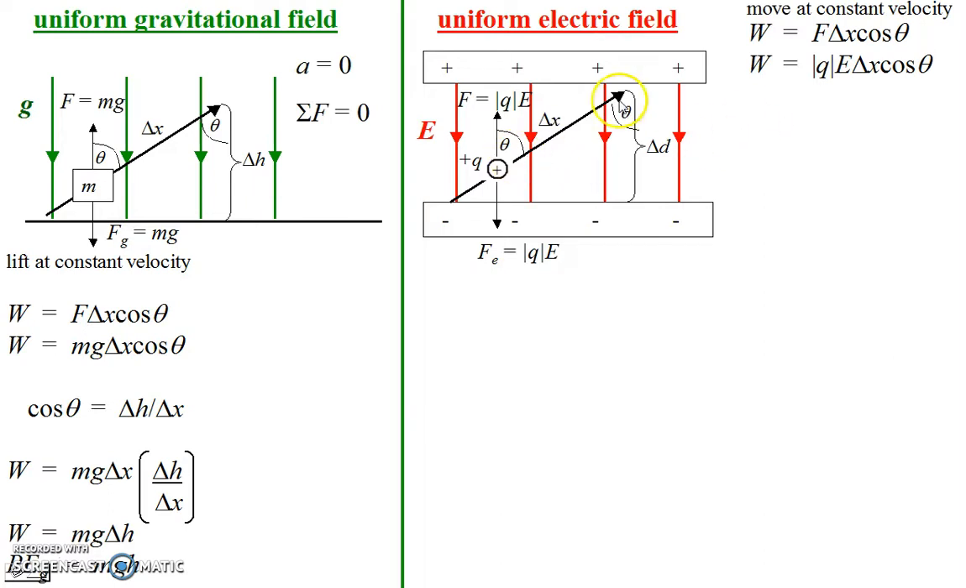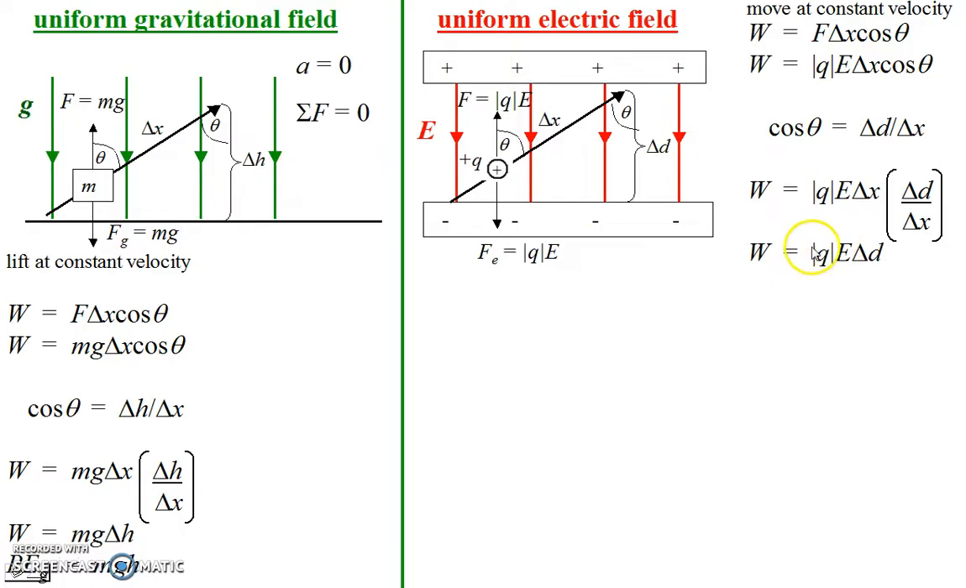Well, we get theta into the triangle by doing alternate interior angles. Here we have adjacent, here we have hypotenuse, so cosine theta is delta d over delta x. Put that in: qE delta x times delta d over delta x. The delta x's cancel. We're left with qE delta d, which clearly is an analog to mg delta h. Which means that if we're doing some work, we're pushing this positive charge closer and closer to the positive plate and putting it in a position where it doesn't want to be.